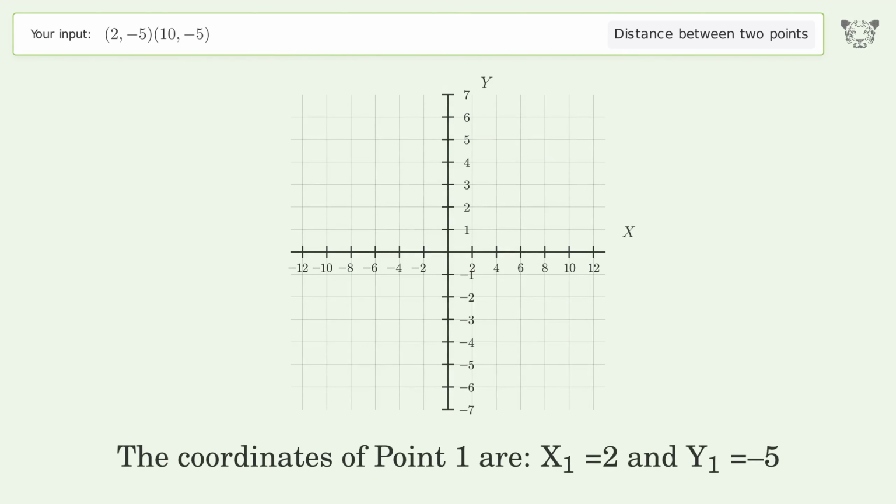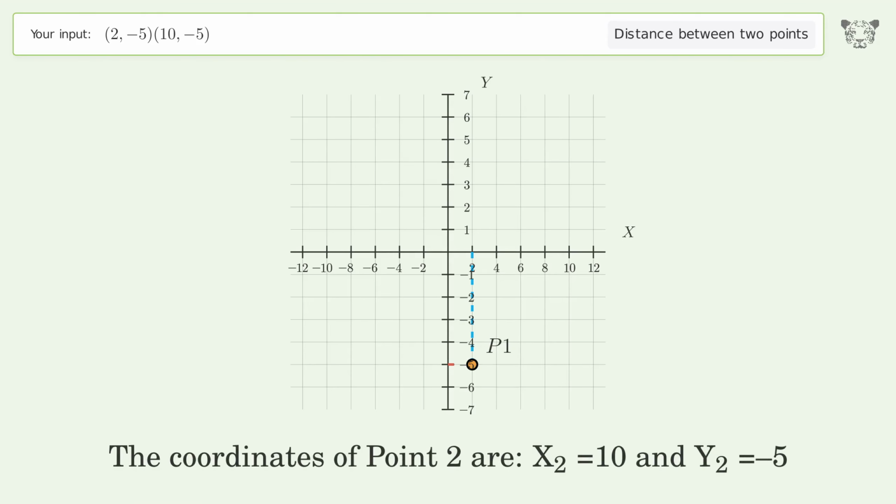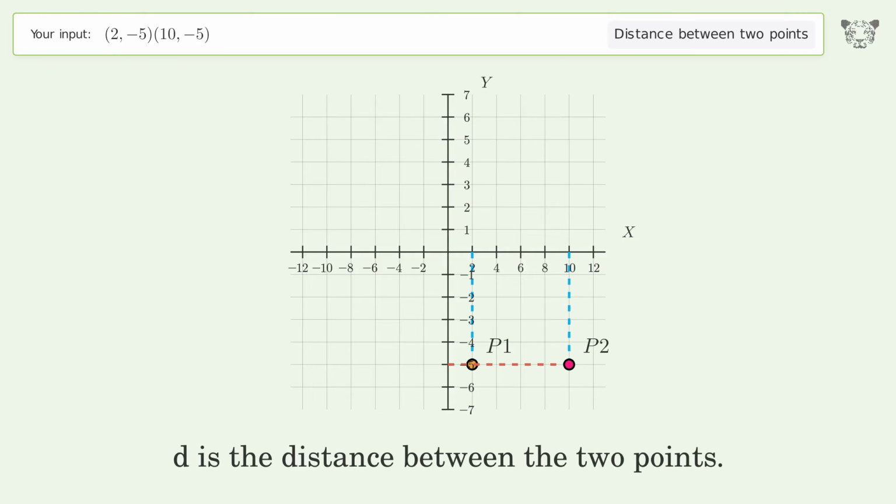The coordinates of point 1 are x1 equals 2 and y1 equals -5. The coordinates of point 2 are x2 equals 10 and y2 equals -5. D is the distance between the 2 points.